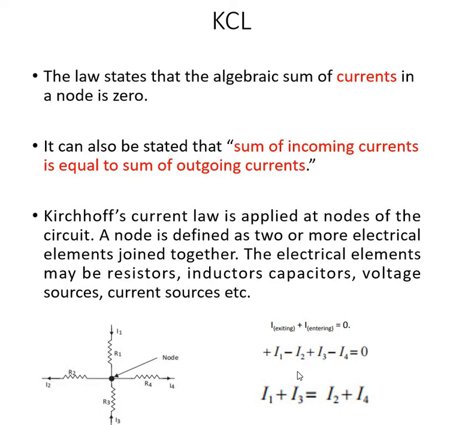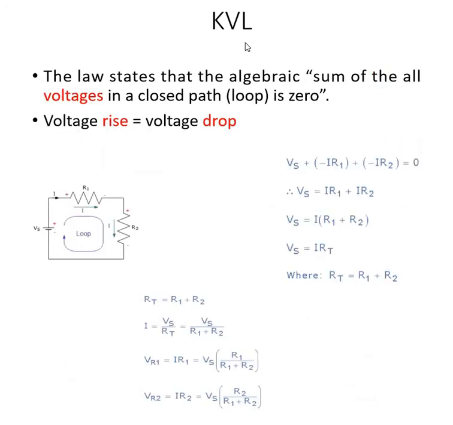You are going to write the equation like that only. Incoming current is denoted as plus, outgoing current is denoted as minus. That's all. Kirchhoff's voltage law: the algebraic sum of the voltages is equal to 0. The sum of all the voltages in a closed path is equal to 0.